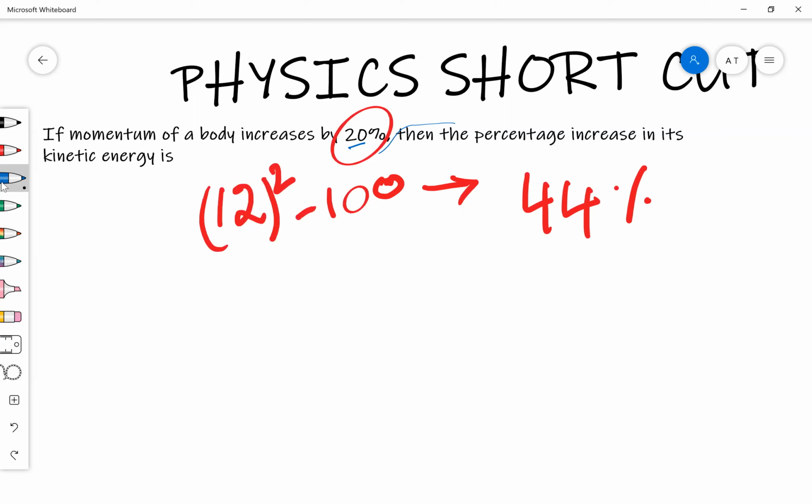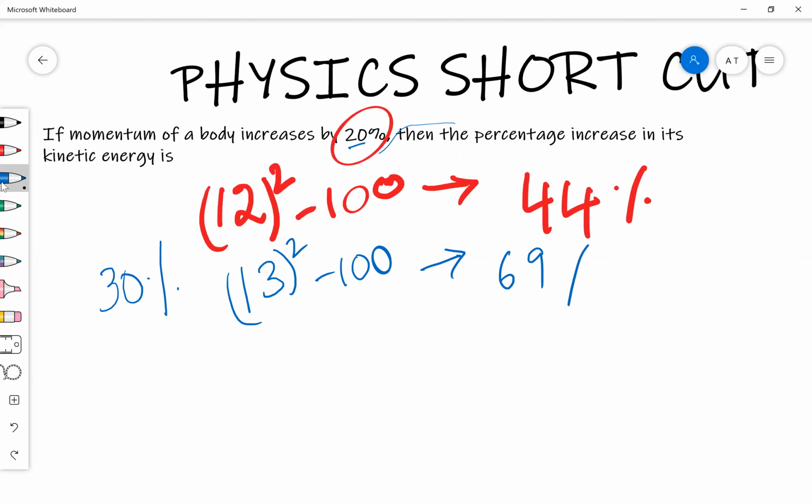Let me extend this with a 30% increment in the momentum. Then what to do? Just before 3, add 1, square it, minus 100. Then what will you get? 69%. This is the increment in the kinetic energy of the body.